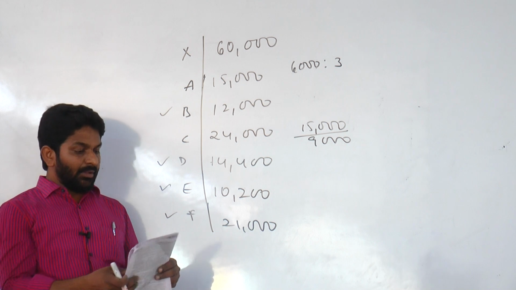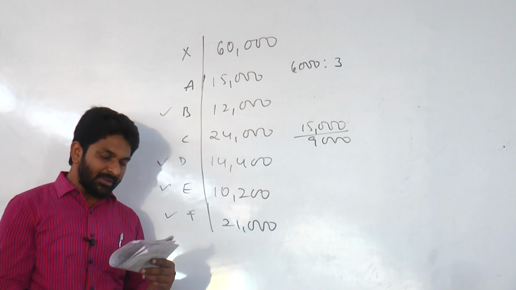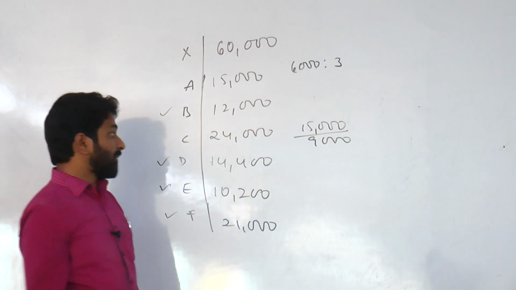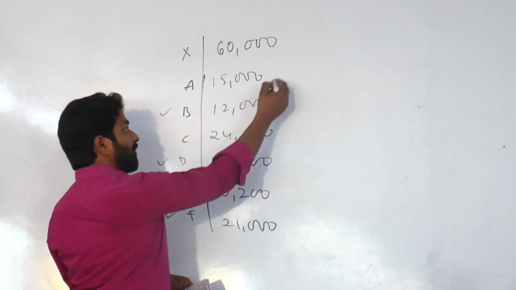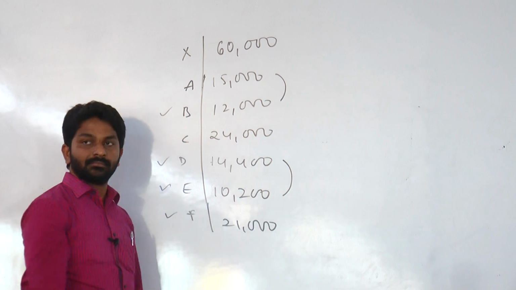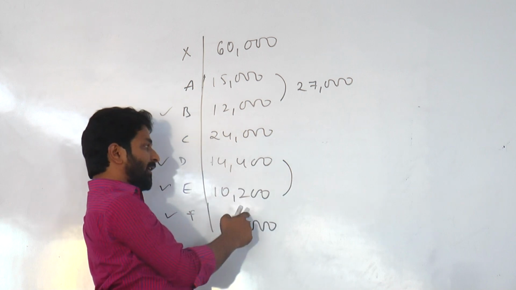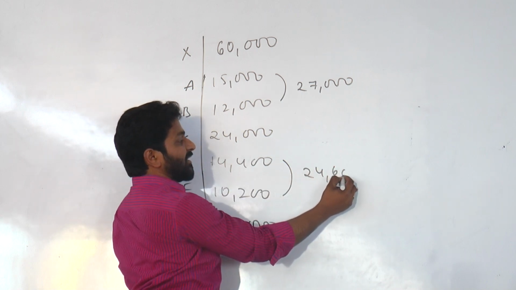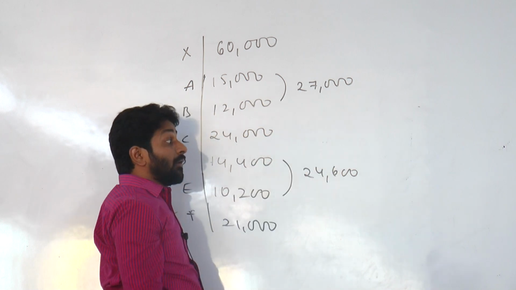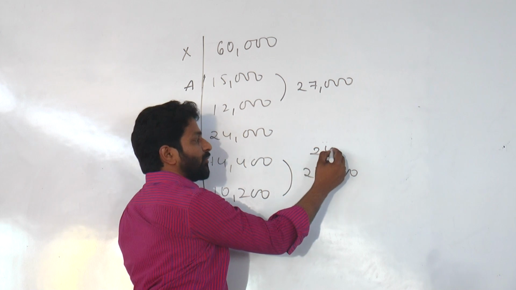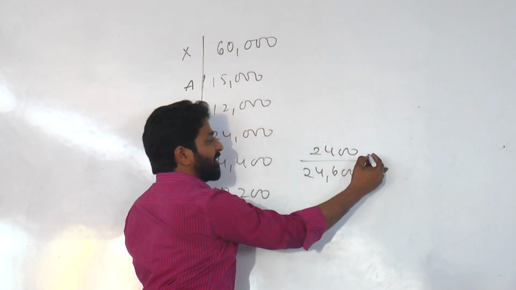Next, the total population of village A and B together is what percent more than the total population of village D and E together? AB, what percent more? AB together is 27,000 and D and E together 24,600. This is how much more than 24,600? 2,400. So this is 2,400 more than 24,600, and you need to calculate percentage, so into 100.